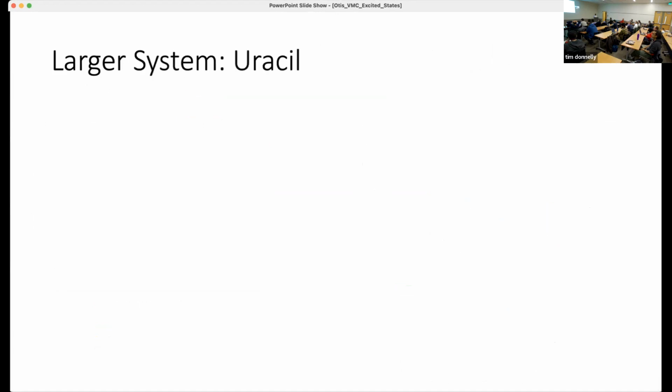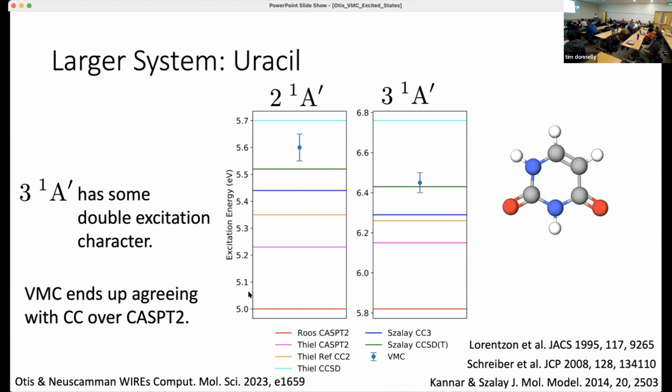And the largest example from this molecular study I did as a grad student is this case with uracil. It's a similar story, in the literature having a range of different predictions from coupled cluster and CASPT2, but VMC best supported the generally higher excitation energy predictions of coupled cluster, compared to somewhat lower values for CASPT2.